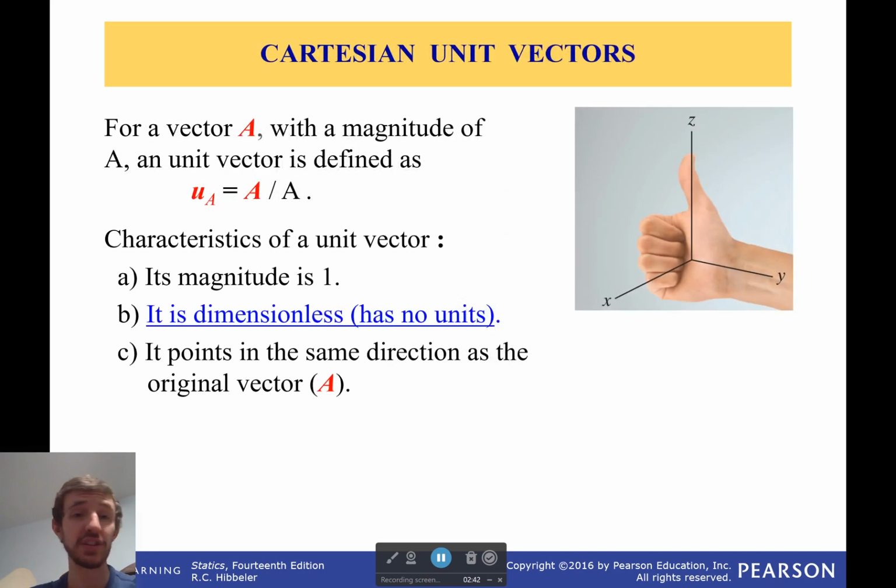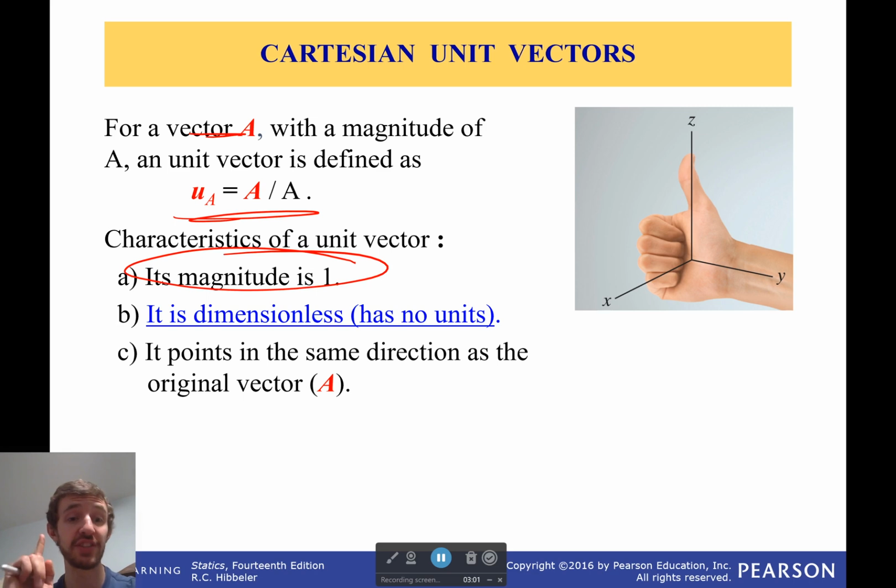So a Cartesian unit vector. For a vector A, with a magnitude of A, a unit vector is defined as this. We take our vector and we divide it by its magnitude. Now, what does this do? Well, it makes its magnitude 1. So it's just the direction. It's going that way. I can't see my finger. That way. There we go.